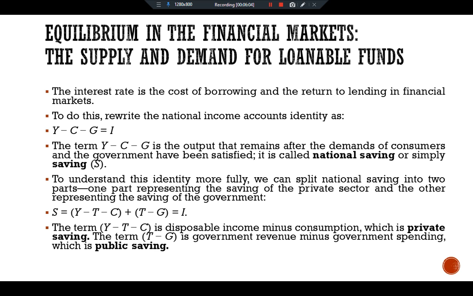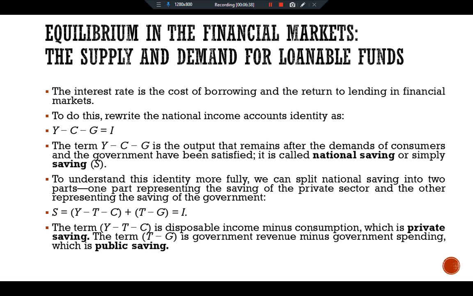Here the term Y - T - C is disposable income minus consumption, which is private saving. The term T - G is government revenue minus government spending, which is public saving. If government spending exceeds government revenue, then the government runs a budget deficit and public saving is negative. National saving is the sum of private and public saving.